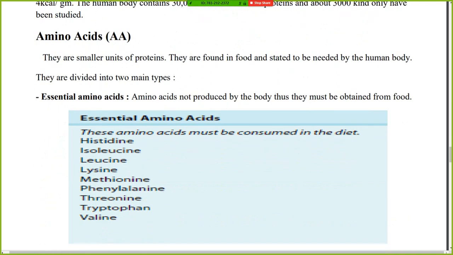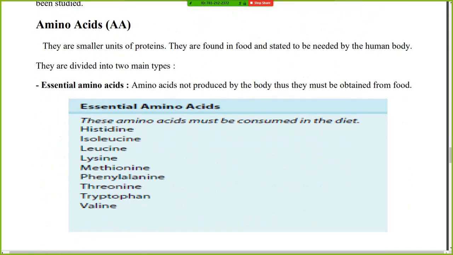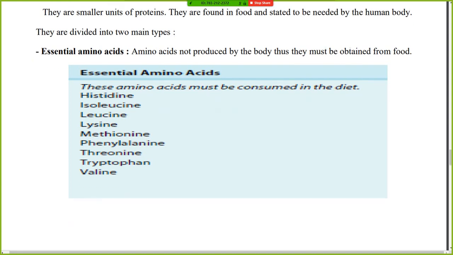Now we talk about amino acids. They are smaller units of proteins. They are found in food and are needed by the human body. They are divided into two main types. Number one, essential amino acids. Number two, non-essential amino acids.